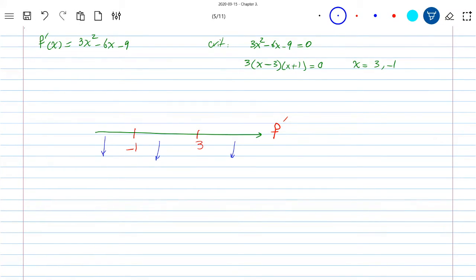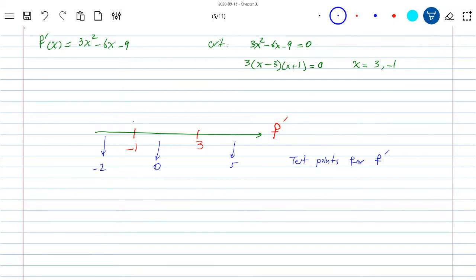These critical numbers break down the number line into sections. In each section, pick a test point. I'll pick -2 here. I'll pick 0. I'll pick 5. These are the test points. Then I'm going to try test points for what? For f prime. That's why I wrote this. This sign chart is for f prime. That means try these numbers into the f prime.